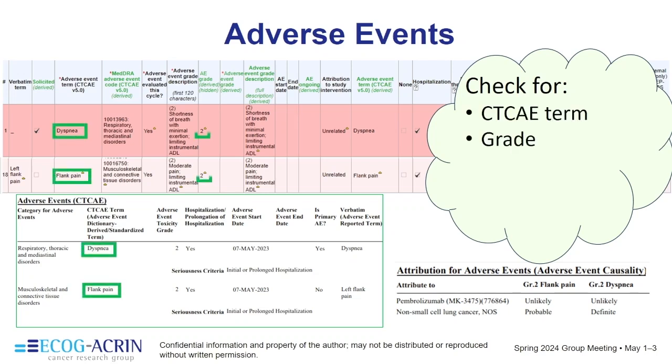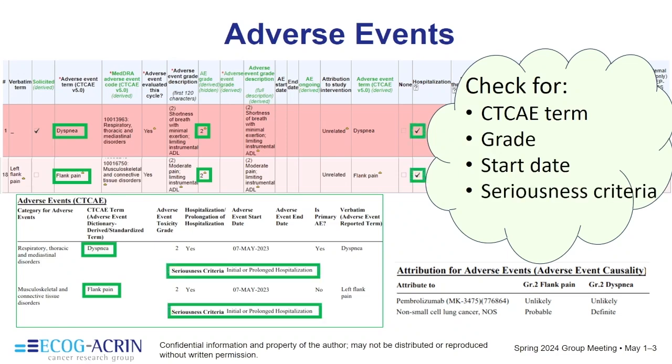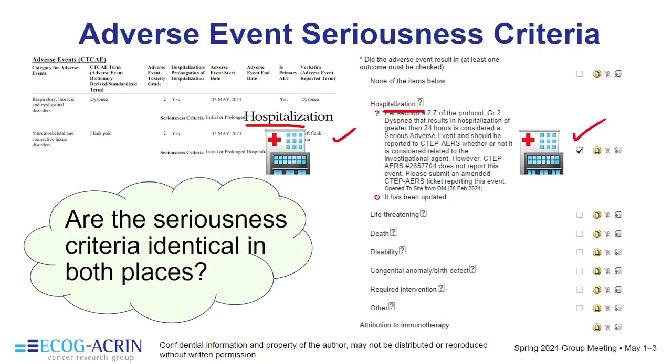Yep, so we look for the term, the grade, the start date, which is all correct on this one, they all match, and this is a big one too. If the seriousness criteria doesn't match what is reported underneath the adverse event term, then we have to query. If it says required intervention on the ticket, but the box isn't checked in Rave, that's a big issue as well. But then as you can see here, the attribution did not match. And sometimes this could be just a simple fix where Rave was incorrect, so we just send a query and they update it. But if it is incorrect on the ticket, then a new amendment will have to be submitted.